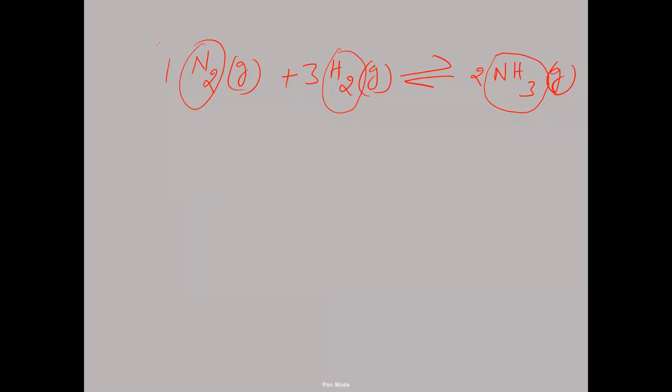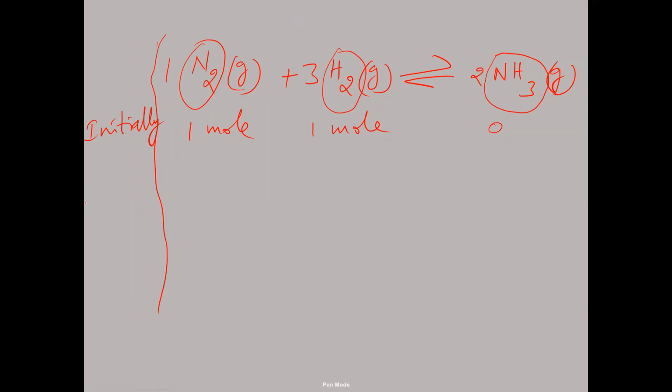Suppose initially 1 mole of nitrogen gas is given to you, and 1 mole of hydrogen gas is given. But in the balanced equation, 1 mole of nitrogen is interacting with 3 moles of hydrogen. And how many moles of products will be there initially? Initially 0 moles. There won't be any ammonia in the beginning.